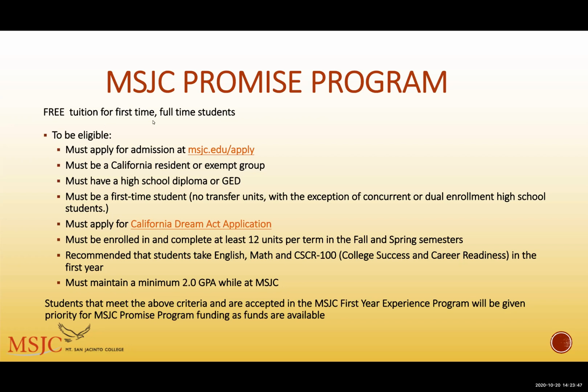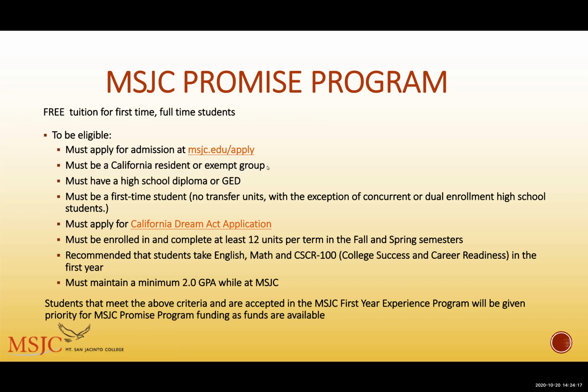It is considered for first-time, full-time students, okay, which means you have to be considered full-time, with no transfer units. The only way we would accept units is if you're still in high school and doing concurrent or dual enrollment, then those units won't be considered transfer units. They're actually still part of MSJC, so those won't count against you. You have to also apply for MSJC.